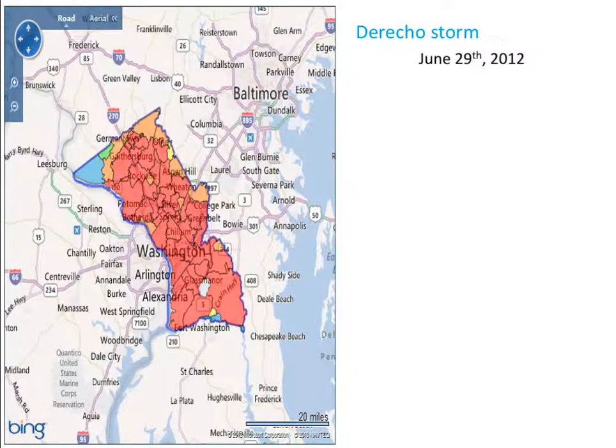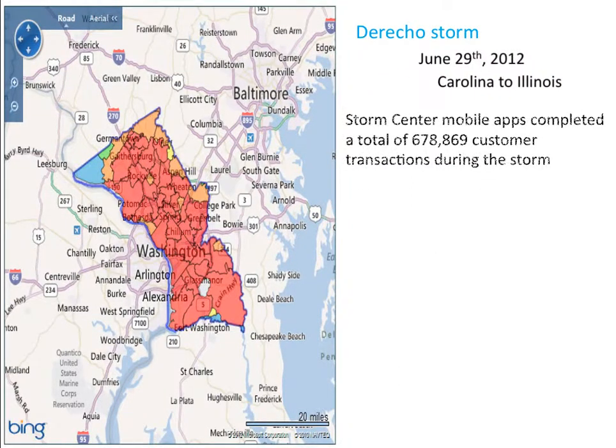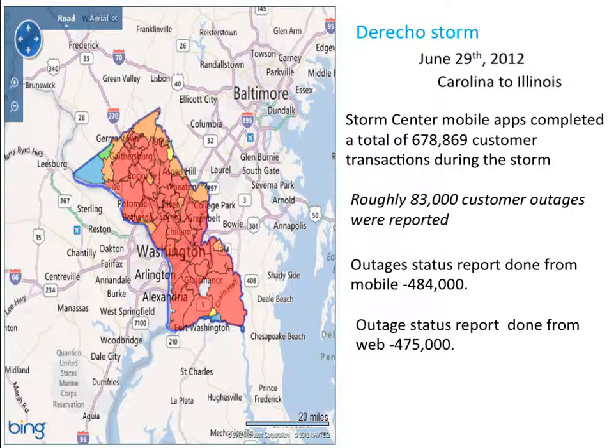Finally, during my internship, iFactor had clients which were operating in areas affected by the Derecho storm, which hit on June 29, 2012. The Storm Center mobile apps completed a total of 678,869 customer transactions during the storm. What these stats show is that almost 500,000 outage status reports were done through mobile apps, and almost a similar number was done through web.